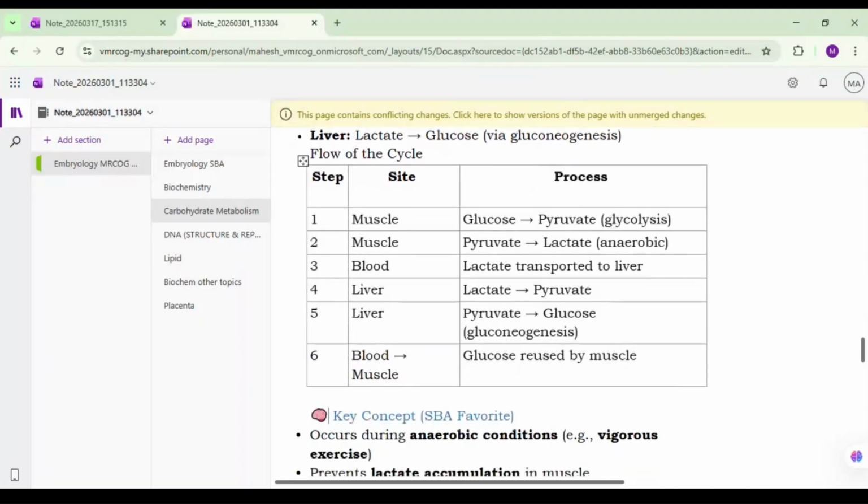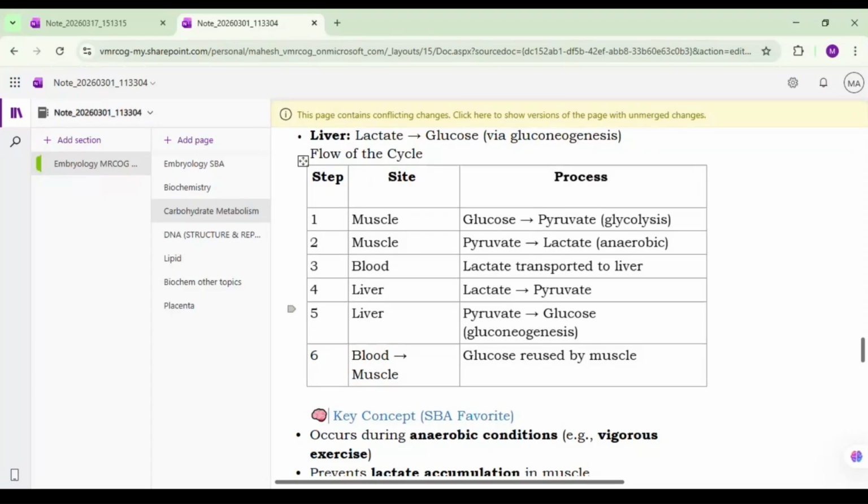In the muscle, glucose is converted into pyruvate via glycolysis. This pyruvate is converted into lactate in the muscle under anaerobic conditions. This lactate is transported via the blood to the liver. The liver converts lactate again into pyruvate, and this pyruvate is converted into glucose via gluconeogenesis.